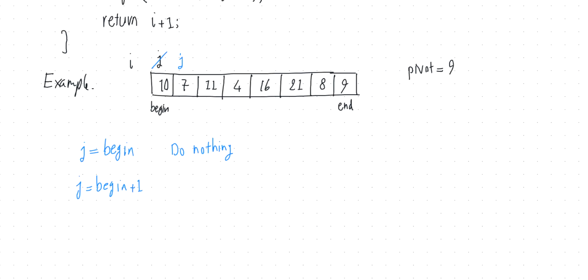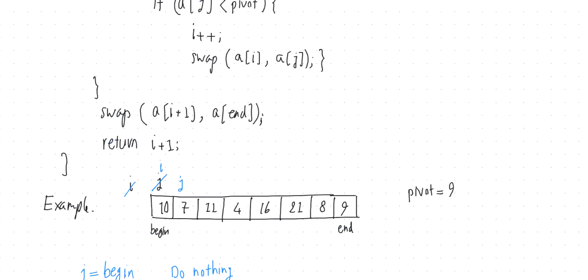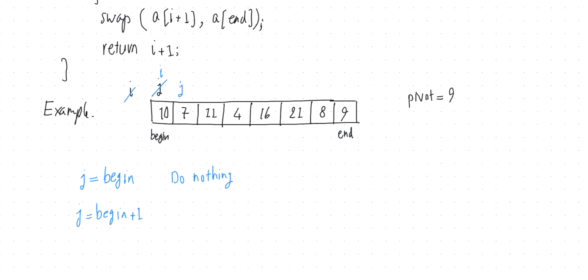And what do we do? We compare A at J with the pivot. If A at J is less than the pivot, then we have to do something. In this case, it is. So what do we need to do? It says, first of all, increment I plus plus. So I goes here, right? Look at the code. The first thing that you do is I plus plus, and then you swap A at I and A at J. So 10 and 7.